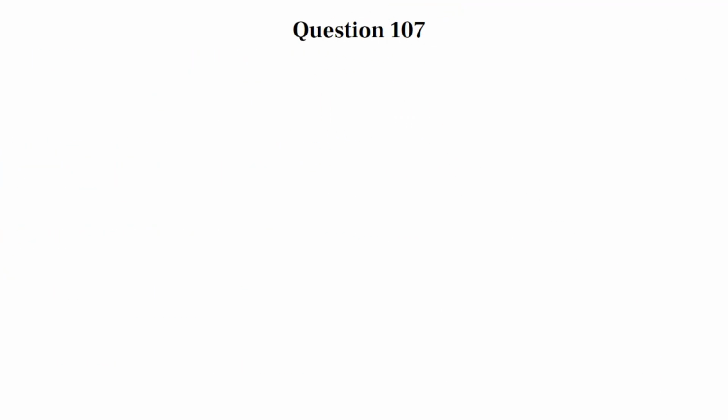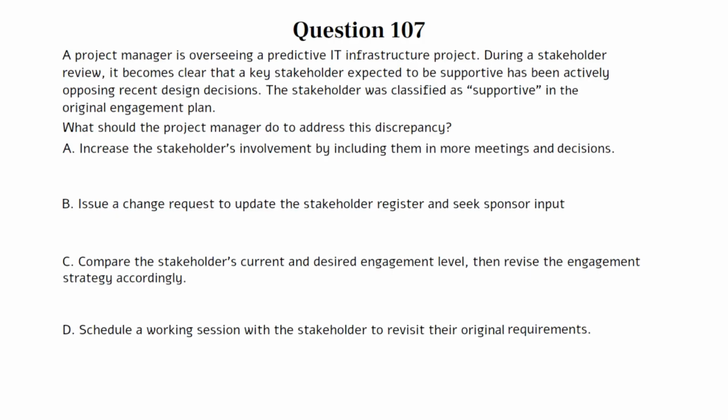Question 107. A project manager is overseeing a predictive IT infrastructure project. During a stakeholder review, it becomes clear that a key stakeholder expected to be supportive has been actively opposing recent design decisions. The stakeholder was classified as supportive in the original engagement plan. What should the project manager do to address this discrepancy?